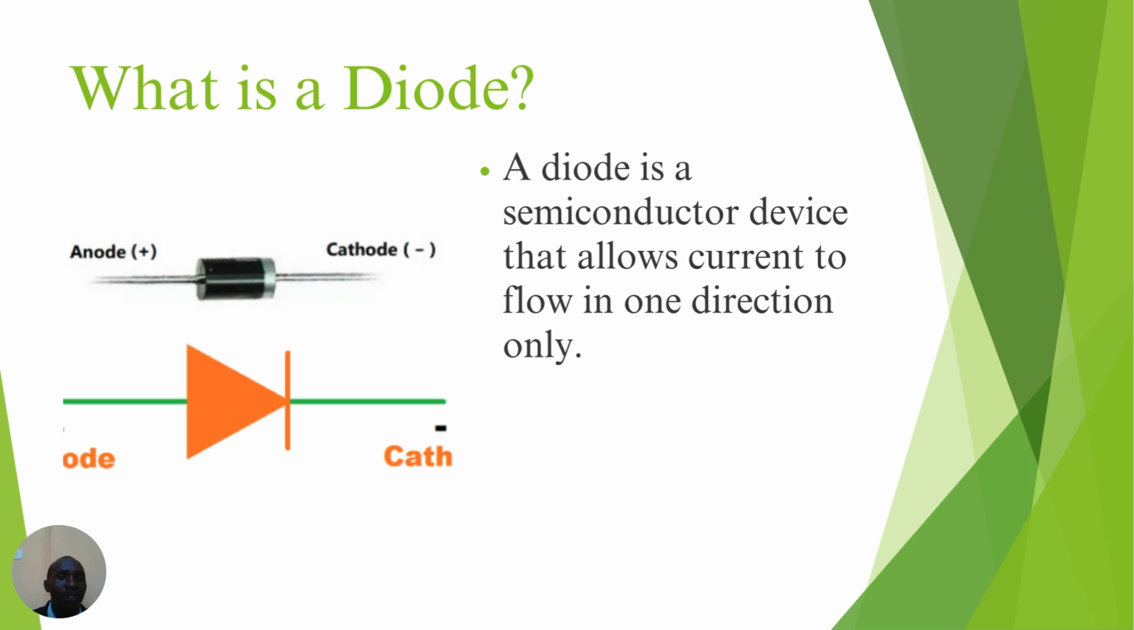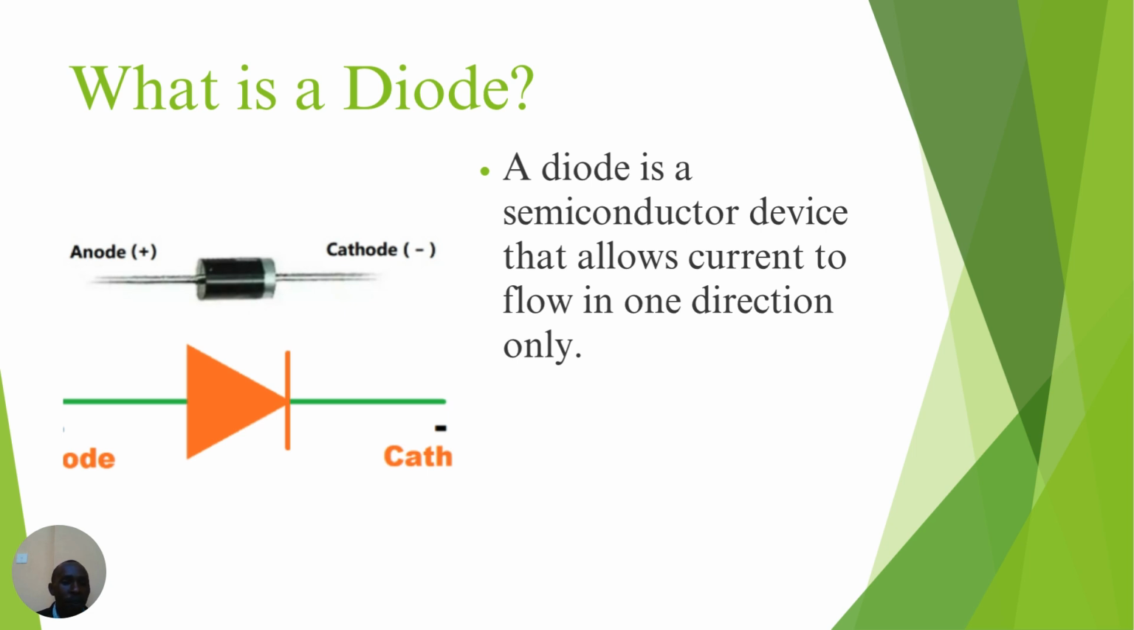So a diode, we are told that it is a semiconductor device that allows current to flow in one direction only. So from the definition, you have seen that one of the major characteristics of a diode is that it must be a semiconductor device. So not just a device, it must be a semiconductor device. It will allow current to flow in only one direction.